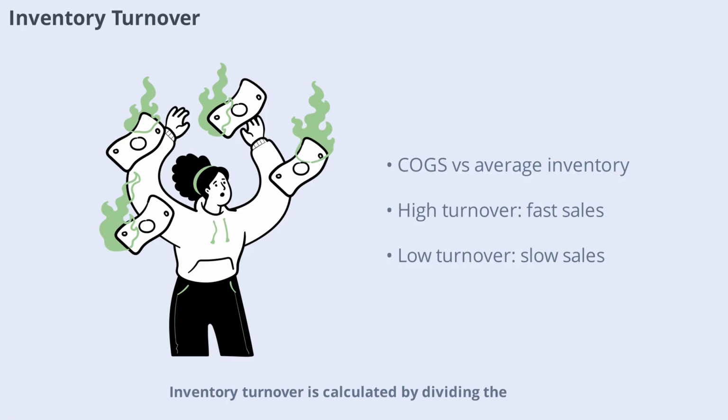Inventory turnover is calculated by dividing the cost of goods sold by average inventory. This ratio tells us how many times a company sells and replaces its inventory during a period. A higher turnover means inventory is sold quickly, which is usually positive. However, too high a turnover could indicate insufficient inventory, leading to lost sales. Next, we'll look at an example to see how inventory turnover works in practice.